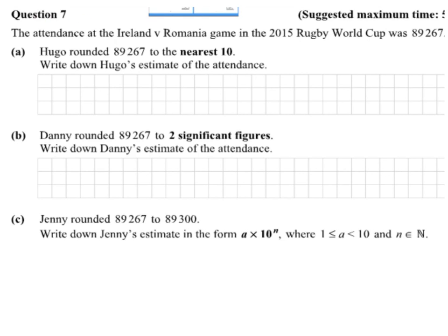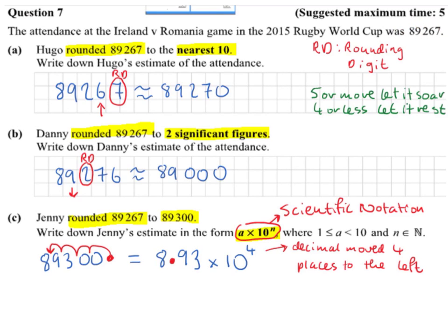Question 7. The attendance at the Ireland versus Romania game in 2015 Rugby World Cup was 89,267. Part A. Hugo rounded 89,267 to the nearest 10. Write down Hugo's estimate of the attendance.